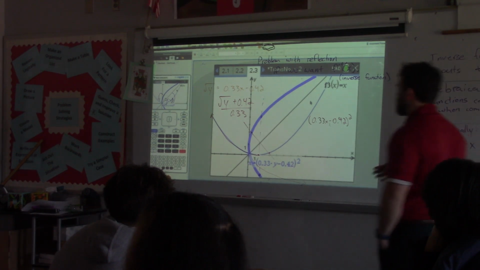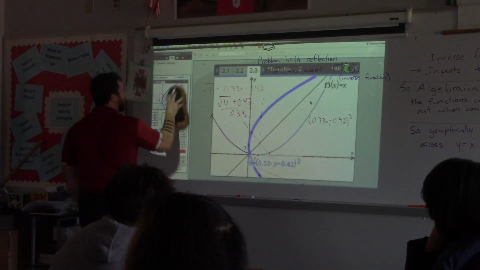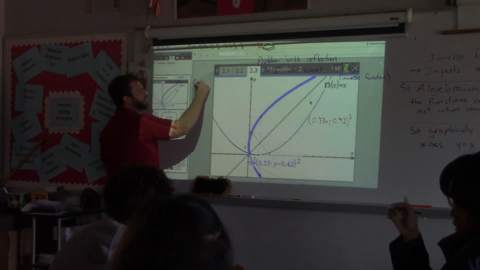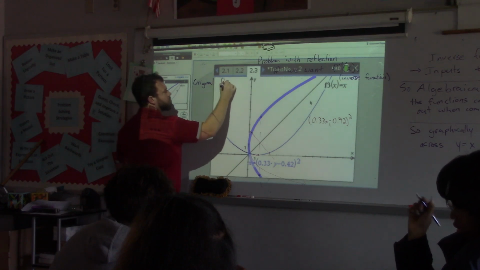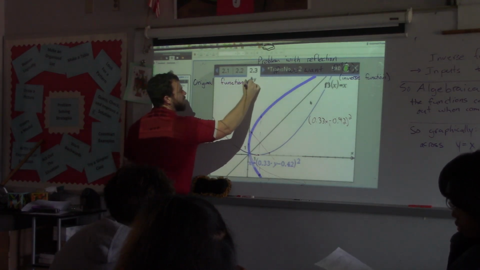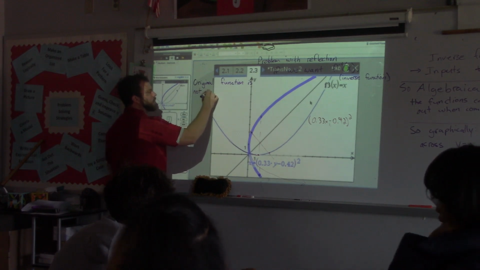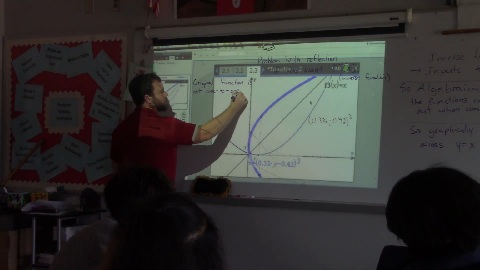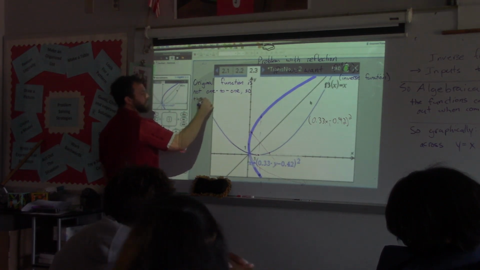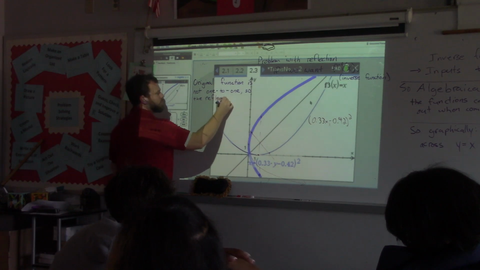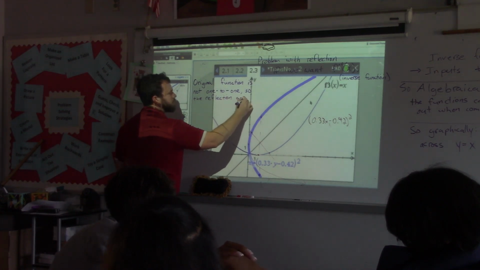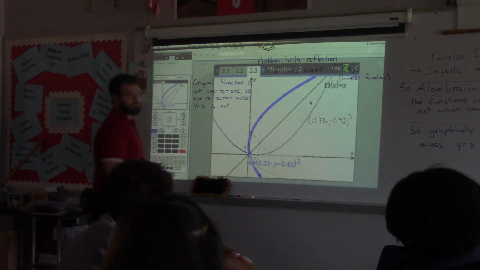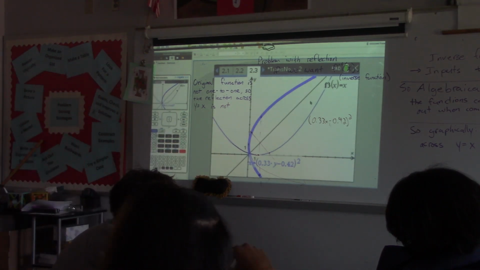So hear me clearly on this. I'm going to introduce a lot of language that matters here, vocabulary. We need to make note of this. So I love that Landon brought out this idea. The original function is not one-to-one. So the reflection across y equals x is not a what? Function. Not a function. Okay?